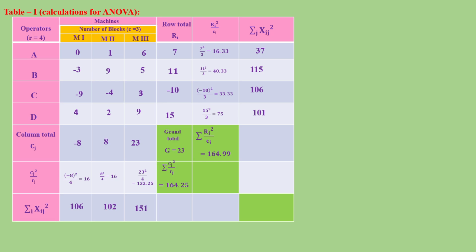Then the sum of squares, sum of xij square. Add either the row side or the column side, both should be equal. 106 plus 102 plus 151 column side, or row side 37 plus 115 plus 106 plus 101. So you will get 359. Next, correction factor CF is equal to G square by N. So 23 square by 12 is equal to 44.08. Next, total sum of squares TSS, formula: sum of squares minus G square by N. So you will get 314.92.